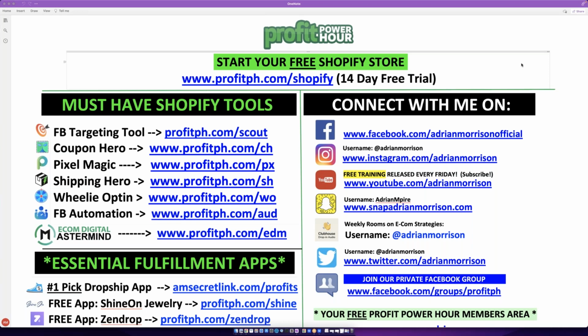Okay, so everybody's piling in the room right now. Just go ahead and type in a 1 if you can see my screen. You should be able to see the welcome screen where it says Profit Power Hour, Connect with Me, Shopify tools, fulfillment applications. So just go ahead and type in a 1 so my team can make sure that we are all good on that front.